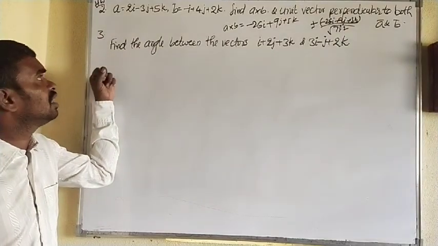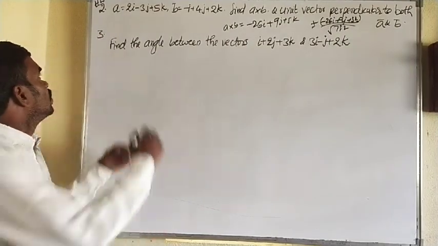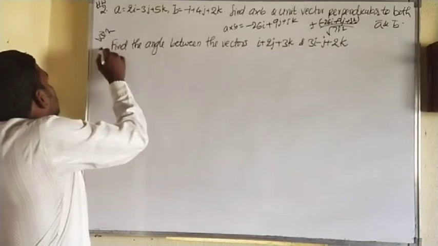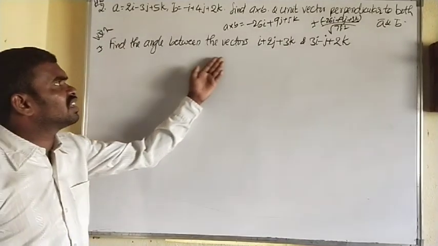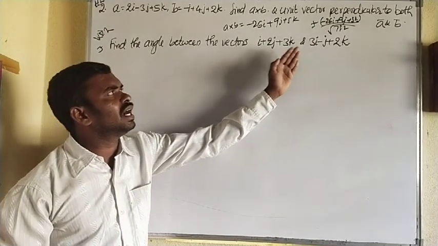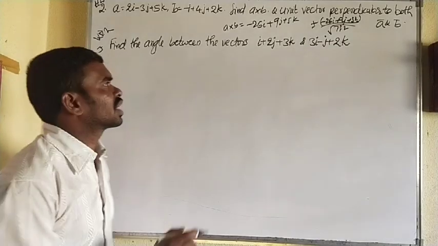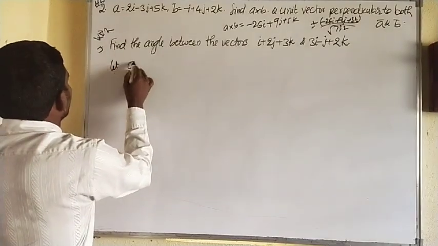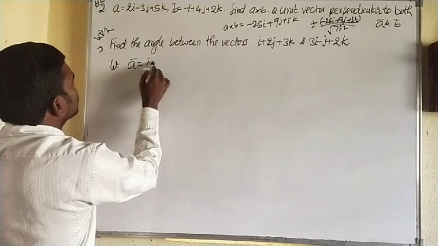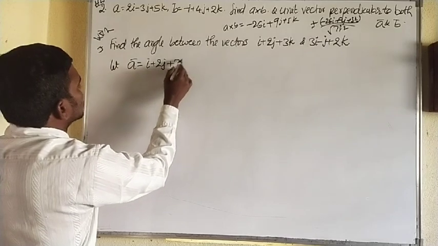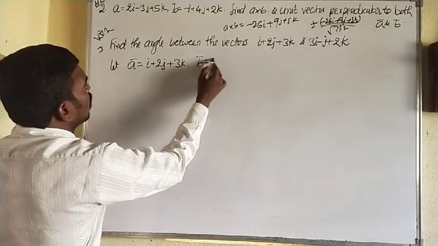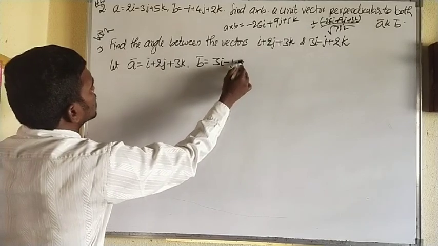This is very important, very important. Okay, very important third problem. Find the angle between the vectors i plus 2j plus 3k and 3i minus j plus 2k. Okay, so let one vector, the first one, be A equal to i plus 2j plus 3k and vector B equal to 3i minus j plus 2k.